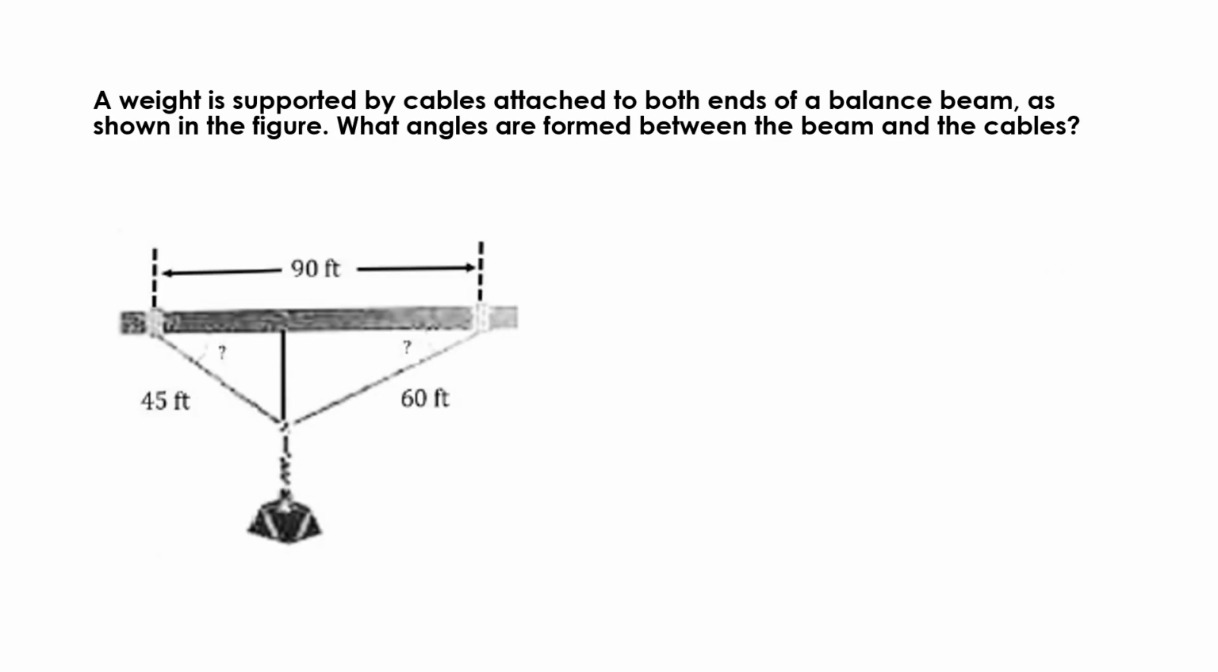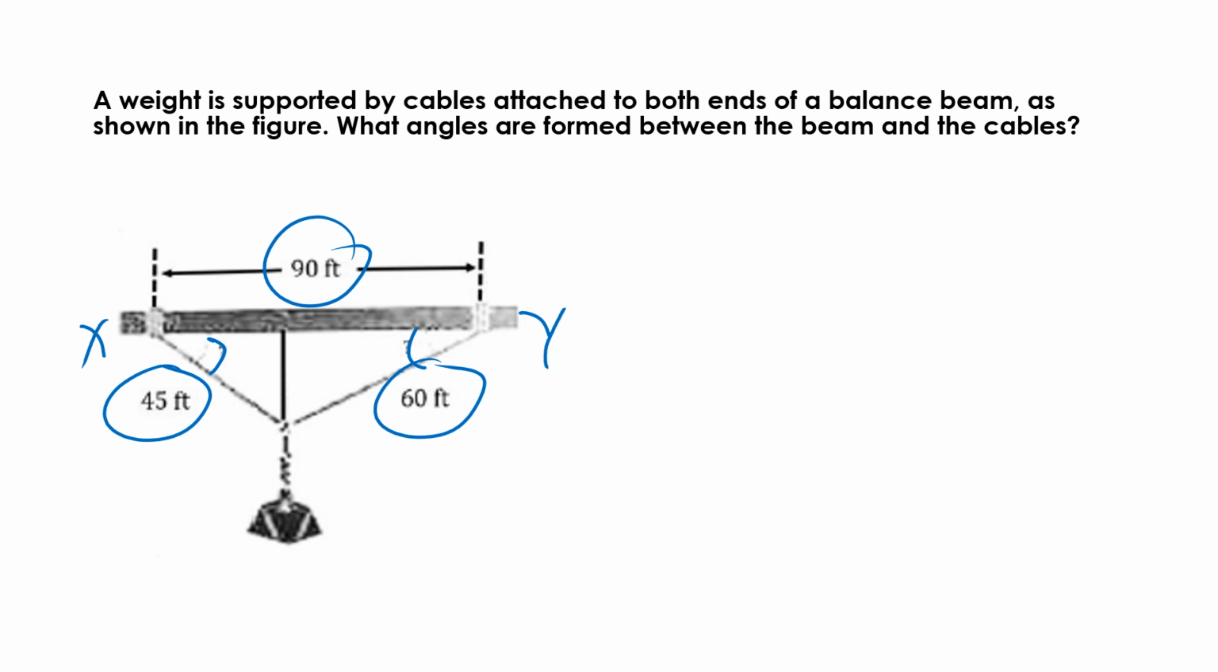Last one. A weight is supported by cables attached to both ends of a balance beam as shown in the figure. What angles are formed between the beam and the cables? We need two angles here, this angle and this angle. Let's name this angle X and this angle Y. We are given three sides, so we need the law of cosines to find our unknown angles.